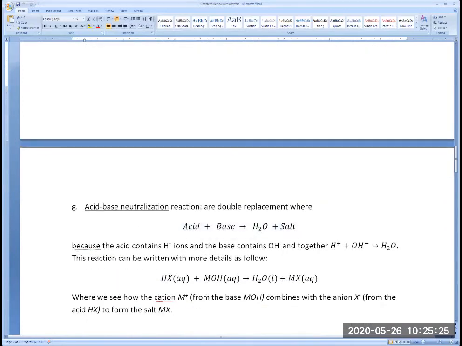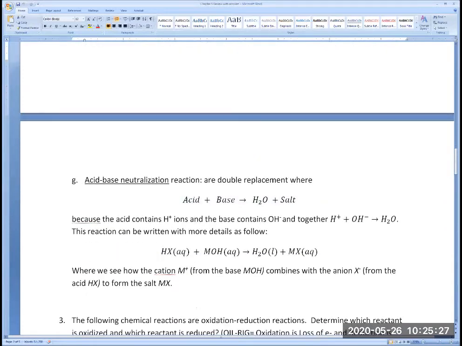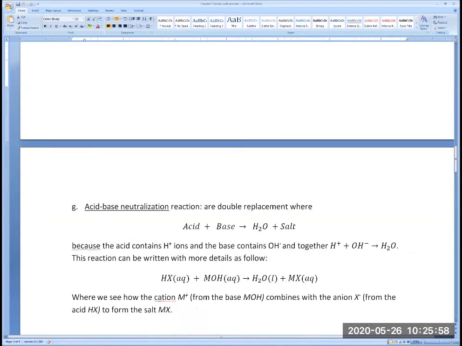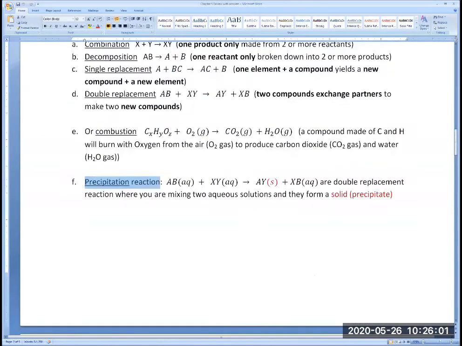Acid base reactions are also double replacement reactions. You can see that here. The acid will give H plus, and the base will give an OH minus, and they will combine together to make H2O, the water. And then the cation from the base will go with the anion from the acid to make the salt MX. So acid base are also double replacement reactions. We will study acid base more in chapter 9.